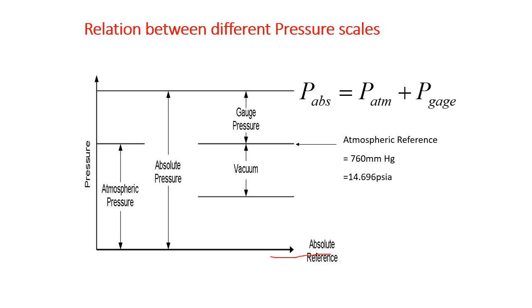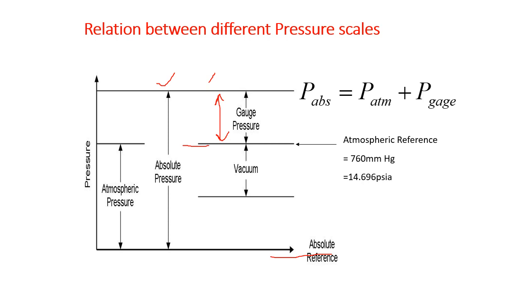So if this is your absolute reference where there is no molecule, nothing present, you are measuring a pressure. Suppose this is the pressure, and this particular delta will give you the absolute pressure. But normally whatever pressure we measure is with respect to the atmospheric pressure, right? So if this is your atmospheric pressure and this is the level of the pressure, this delta becomes your gauge pressure, right? So as you can see from this chart, absolute pressure is the sum of atmospheric pressure and gauge pressure, right?